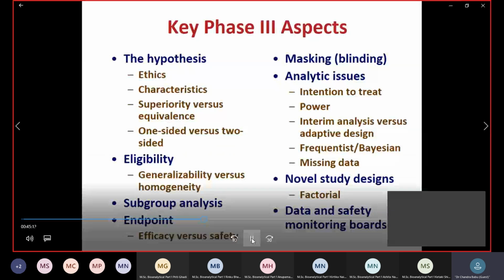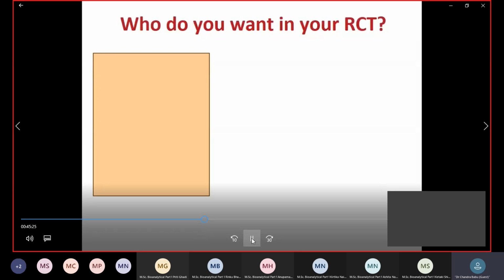In my lectures, in case you don't get the sense of that. So we've done the hypothesis. Now how about eligibility? Who do I put into my trial? Who do I want in my study? Okay. So basically, who do you want in your randomized trial?